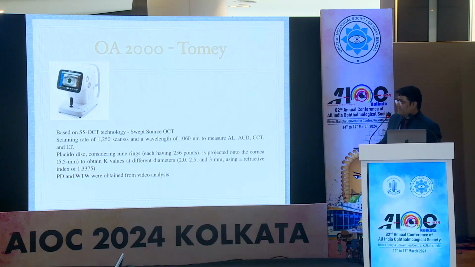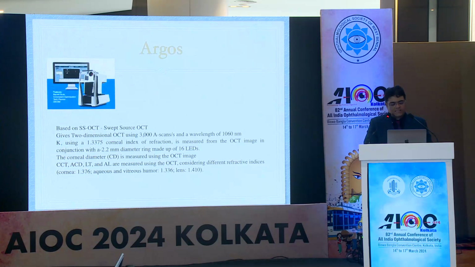Next, swept source OCT, which I'm personally using, is the OA2000, manufactured by Tomey. It is also based on swept source OCT, with a scanning rate of 1250 scans per second, and uses a 1060 nanometer wavelength. It also gives all these measurements, and it has a Placido disc with 9 rings in it. So now Lenstar has also incorporated T-cone keratometry along with this.